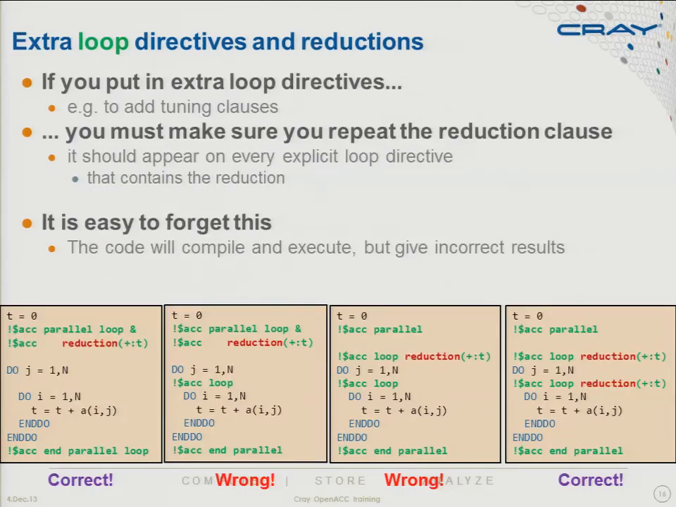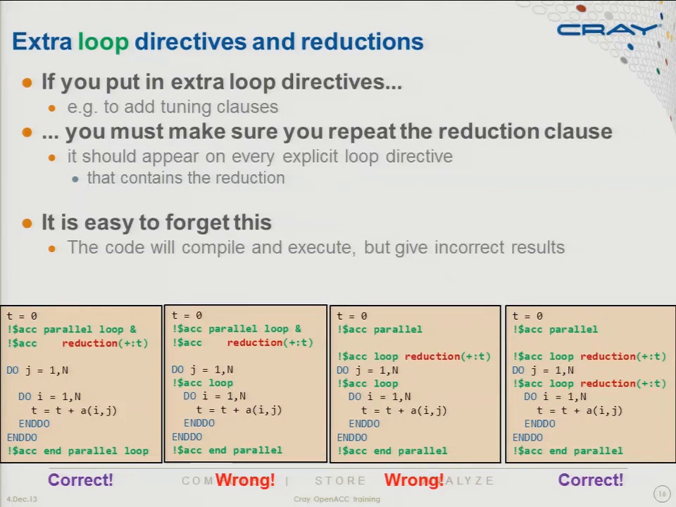Every time you put a loop directive in, you must repeat the reduction clause. It's really easy to forget this, and you get the wrong answer. Here is fine. I've just said parallel loop reduction for the whole loop nest. That's fine. Here, for some reason, I've put this loop directive in there. Maybe I thought I wanted to put a loop directive. Maybe I put it in because it's got a tuning clause that I've not shown you yet.